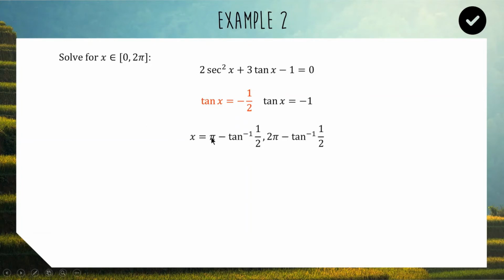Okay, quadrant 2, so pi minus tan inverse of a half, and quadrant 4, 2 pi minus tan inverse of a half. We can just do decimal answers for radians. We're not going to get very nice answers. That will do for today.